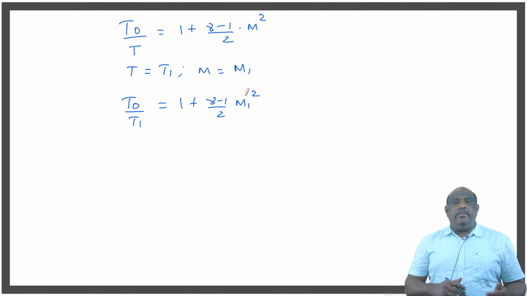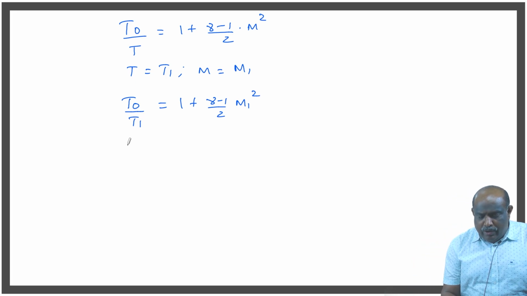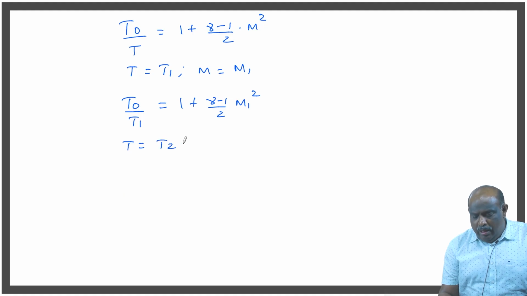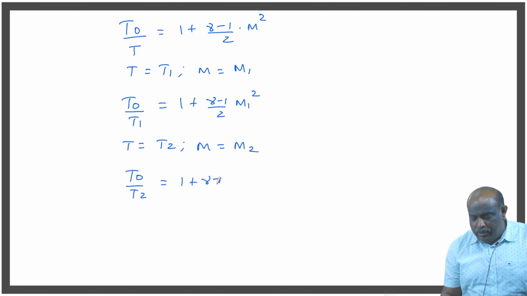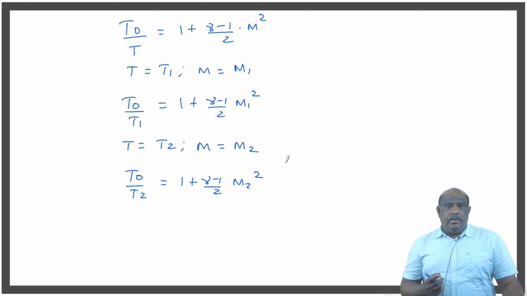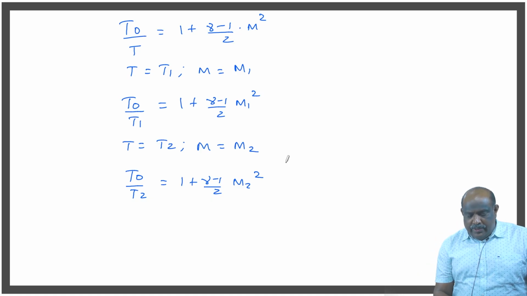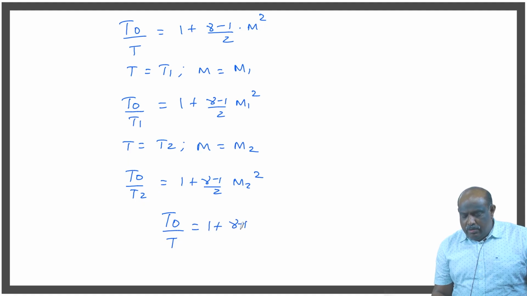So we can see there is a relation between T1 and M1 with respect to T naught and gamma. That is what we derived. Similarly, if I put T equal to T2, my M becomes M2, so T naught by T2 equals 1 plus gamma minus 1 by 2 into M2 squared. It can be M3, M4, M5, whatever you want. It's a variable. To conclude, from the next class onwards, we will proceed with this equation: T naught by T equals 1 plus gamma minus 1 by 2 into M squared.